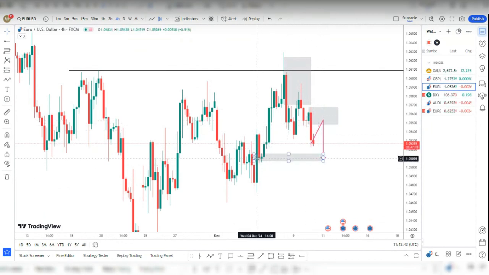Then also take note of this place. It might also act as a reaction point for price, maybe to pull back, or after taking out this low, we pull back and we continue to the downside. But take note of this area also.